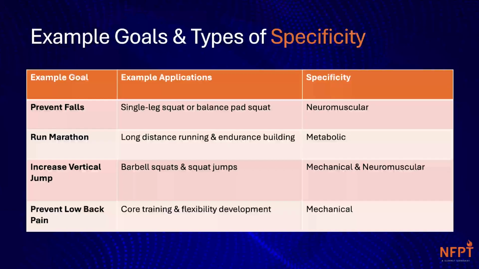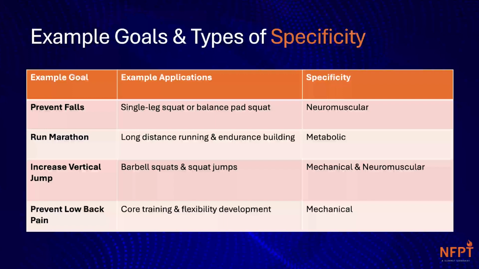Then we've got another client goal. Maybe they want to run a marathon, like we already said. And in this instance, you got it. Long distance running and endurance building is what's necessary. And this is really tapping into metabolic specificity.